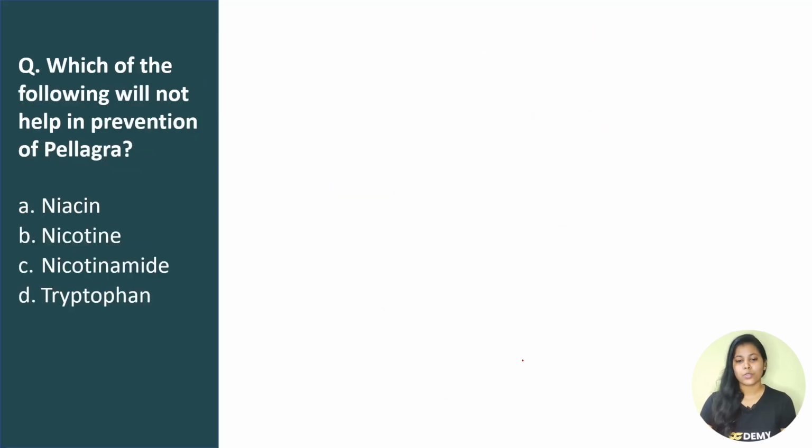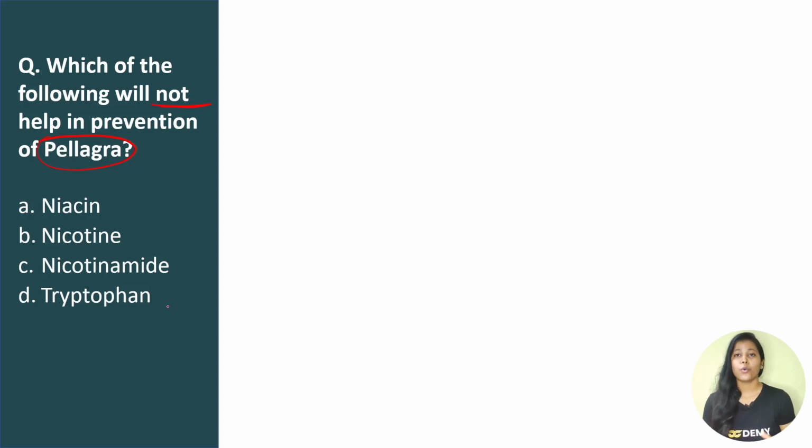Now we'll move on to the next question. The next question is, which of the following will not help in prevention of pellagra? So if you have heard about this term, you must be knowing that it is a deficiency disorder. If you haven't, don't worry, we'll talk about it in detail. So now they are asking which of the compounds will not help in the prevention of pellagra. So you have to be very careful while reading the question. The question is asking about a negative answer. So which of these will not help in prevention?